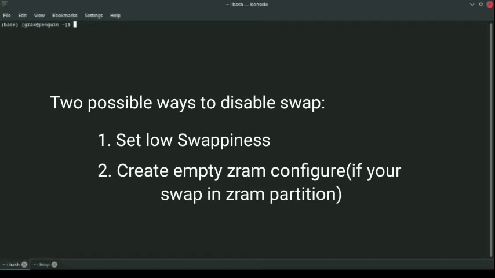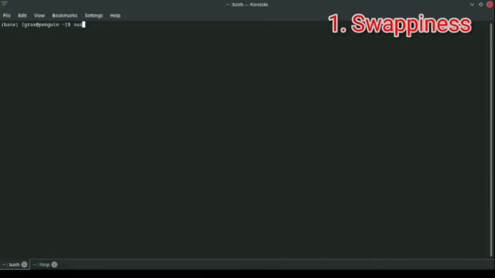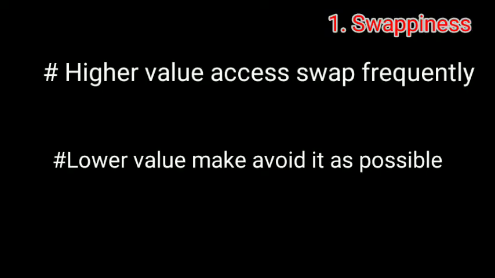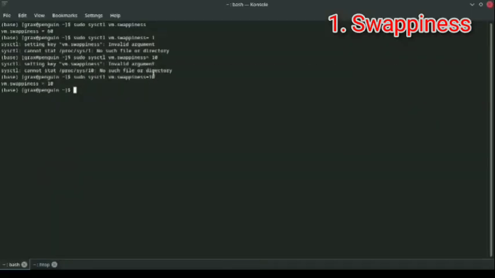The first one is swappiness. The meaning of swappiness is that it instructs the kernel how often to use swap. To view swappiness, type in terminal: sudo sysctl vm.swappiness. In my case it is 60. Before changing it, you should know one thing. A higher value makes the system access swap frequently, and a lower value makes it avoid swap as much as possible. So, now we need to decrease it.